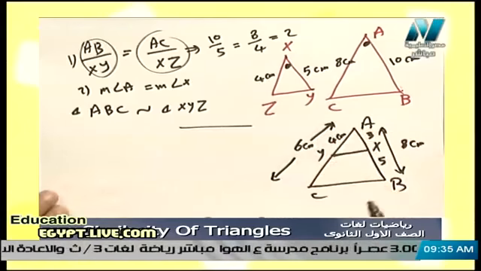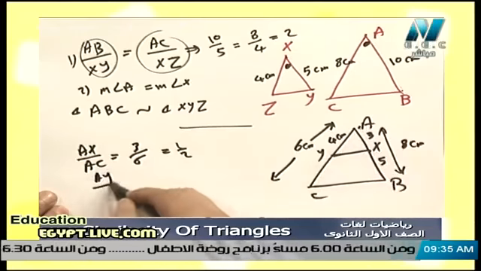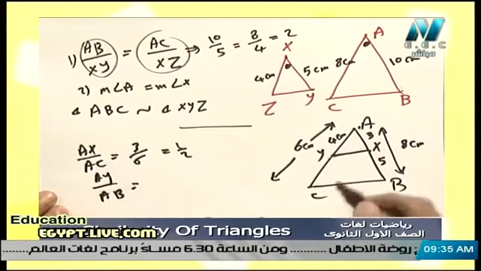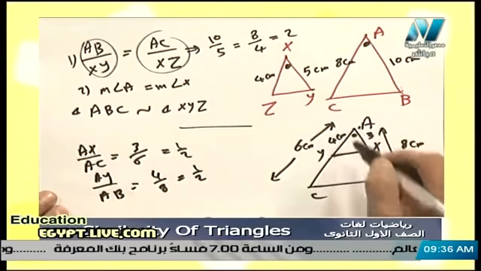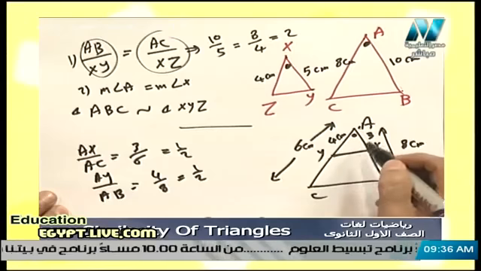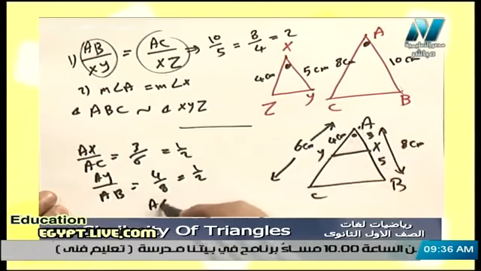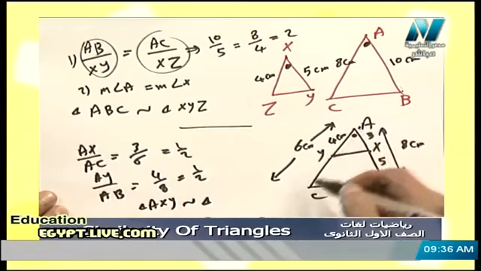We have here AX over AC equals 3 over 6 equals half, and also AY over AB equals 4 over 8, equal half also. And we have the included angle, it's the same angle for these two triangles. The measure of angle A is a common angle, so we can say that triangle AXY is similar to triangle ACB.